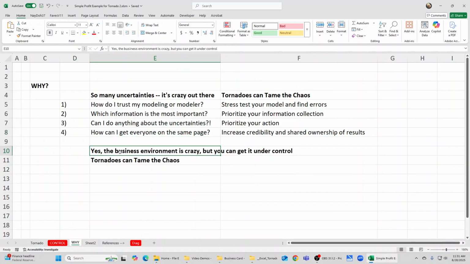So yeah, the business environment is crazy, but with tornadoes you can get it under control. And the bottom line is tornadoes can help tame the chaos.